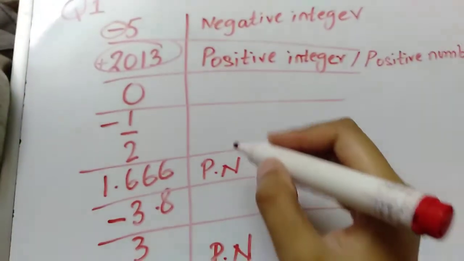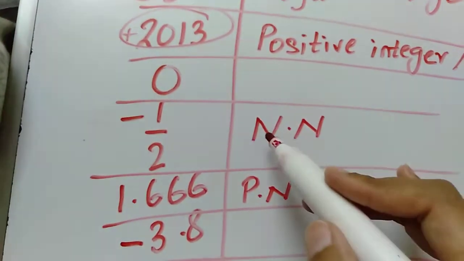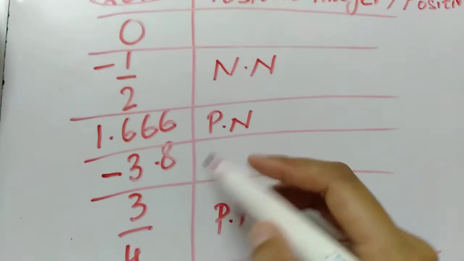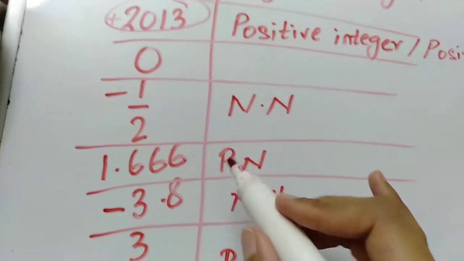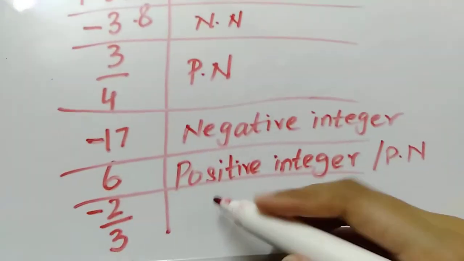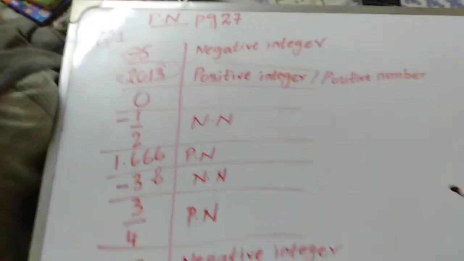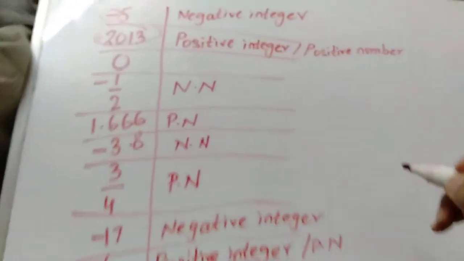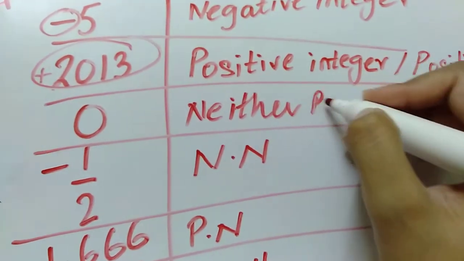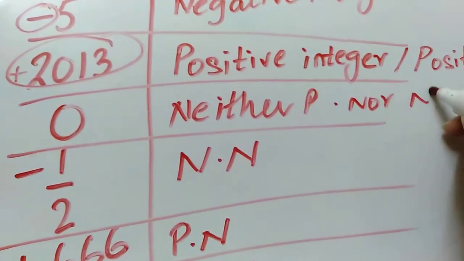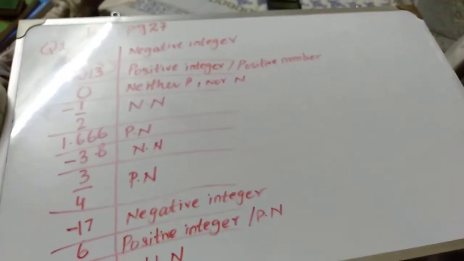Now we will identify the negative numbers. So minus 1 by 2 is a negative number. I am writing NN for negative number. Minus 3.8 is also a negative number because it's in fraction form. And minus 2 by 3 is also a negative number because it's in fraction form. So we have written the names of all the numbers, and 0 is neither positive nor negative. So this was the complete solution for question number 1.